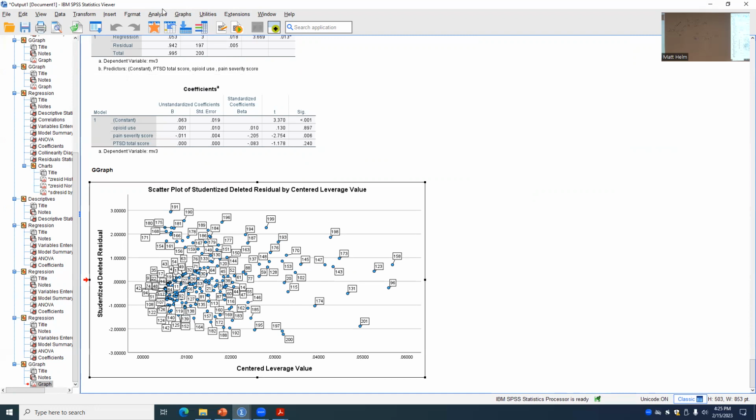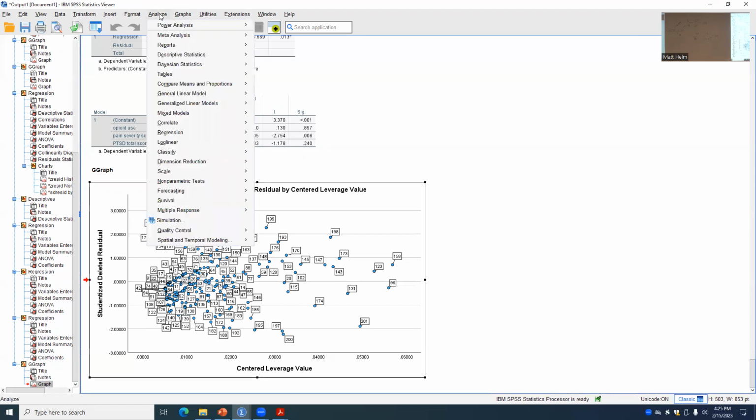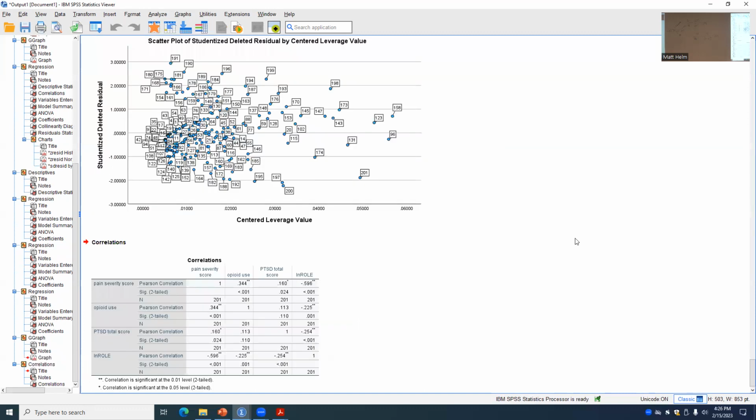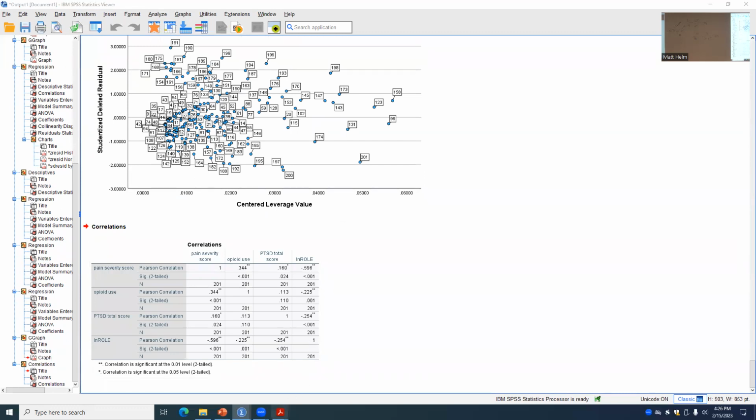Okay, so the last piece of things is to take a look at our collinearity stuff. Anytime I'm running a regression, it's always nice to just look at my bivariate correlations between my variables. So I'm going to get correlations for pain, opiate use, PTSD, and the natural log of my role function. Going to take a look at that.